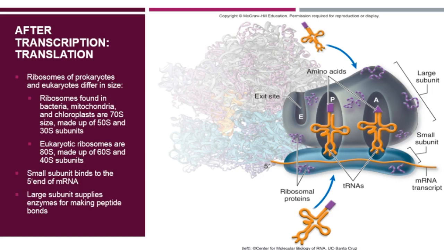The small subunit is the part of the ribosome that is actually going to bind to the messenger RNA, the 5' end. The large subunit is going to join the small subunit once the messenger RNA is bound, and it is going to provide the enzymes and the binding sites for forming the protein and joining amino acids to form that peptide chain.